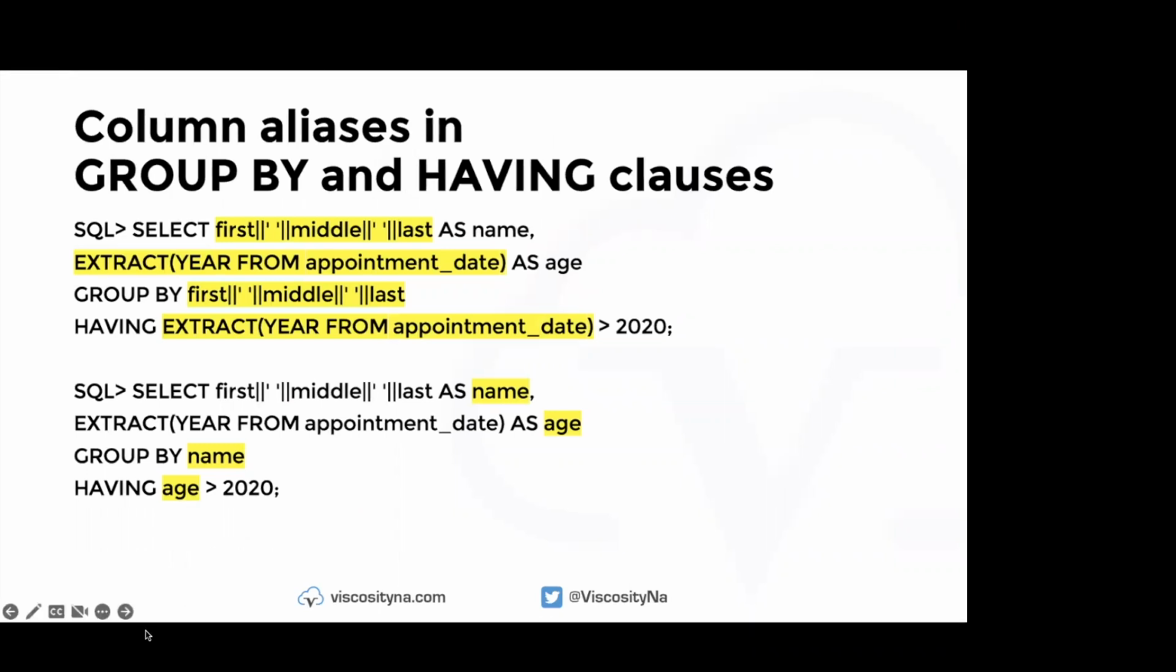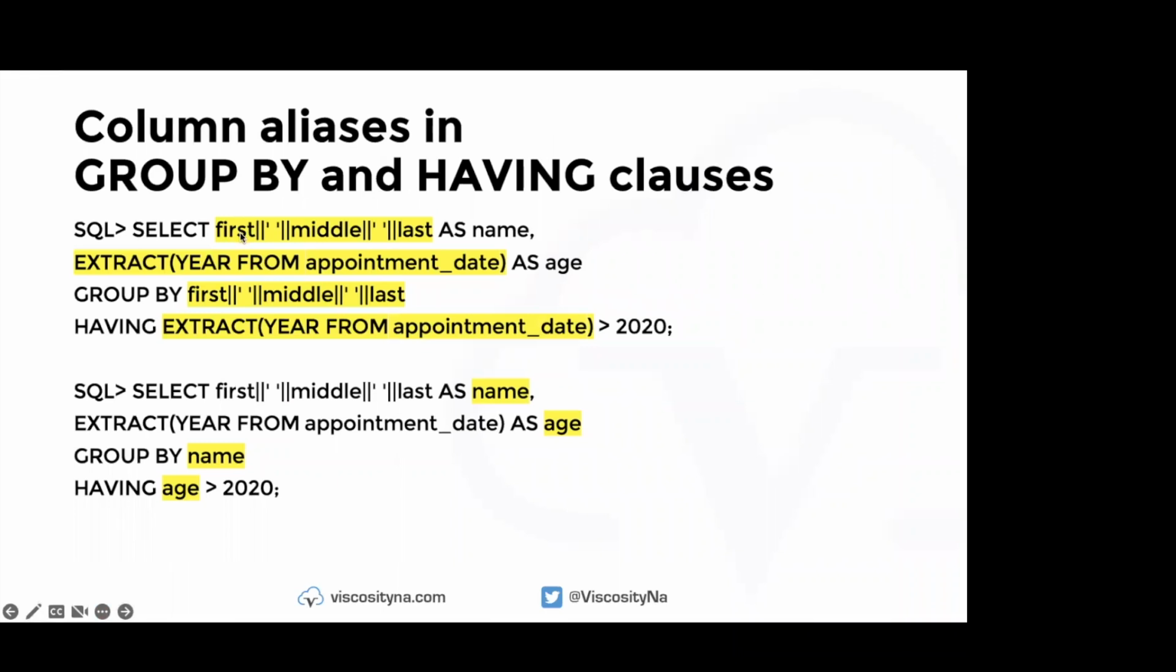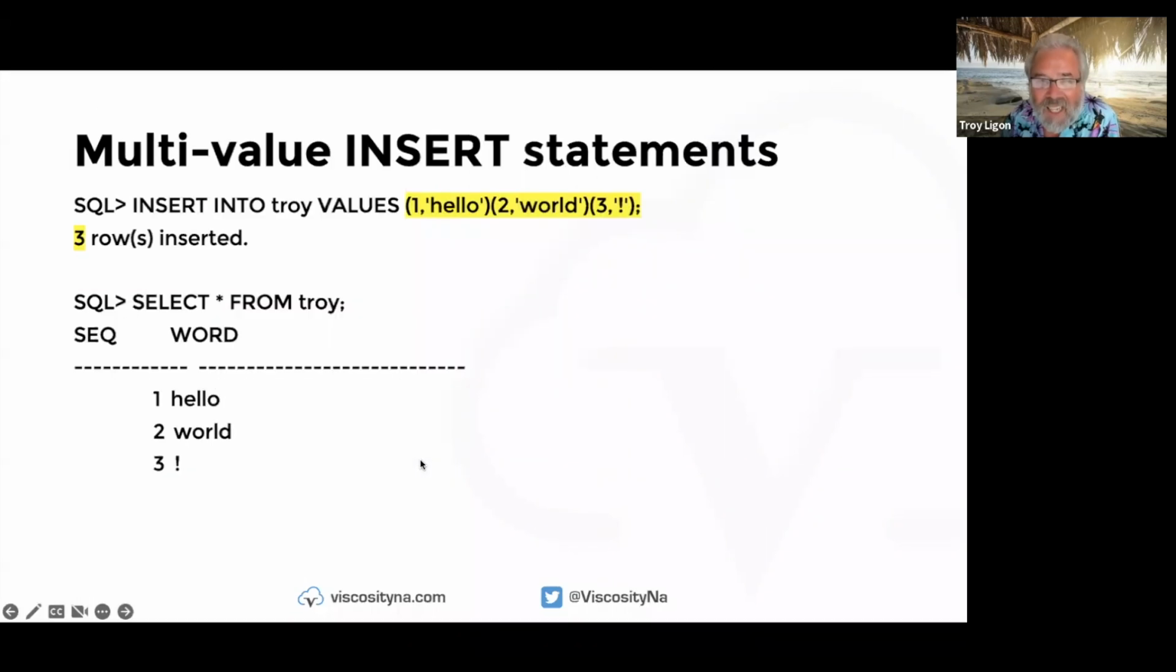Another one of my favorites, this one is probably the top. Column aliases for your group bys and having. Previously, you said something like first, middle, last as name. You still had to use that in your group by, the exact same text. If you changed case or misspelled it, it didn't work. Same for extract year. They can get pretty complicated. And do a having on that. Well, now you can use those aliases, group by name, group by age, and make your code a little more readable and a lot more robust without having to worry about mistyping something.